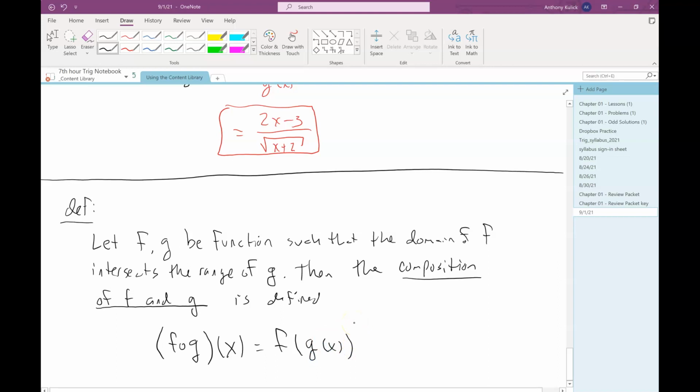So we say let f and g be two functions such that the domain of f intersects the range of g. Again, all that nonsense about domains and ranges is saying is that this is a problem that we can possibly do, that there is an x value that makes it possible for these two functions to work, that one of them isn't always going to be undefined. That's basically all this is saying.